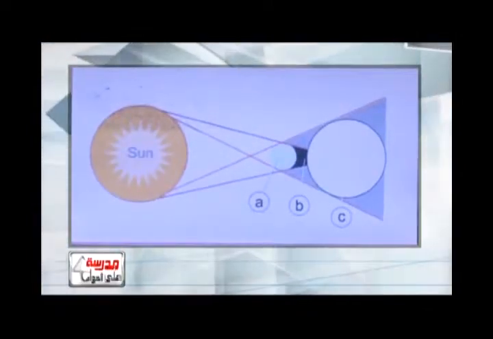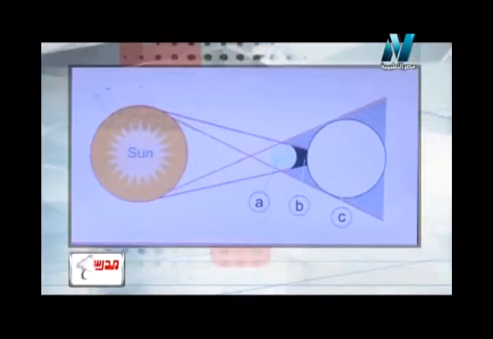So again, labeling diagram is a very important question in our exam. Another diagram for labeling is the phenomenon of solar eclipse. Here it is. Letter A is the moon.